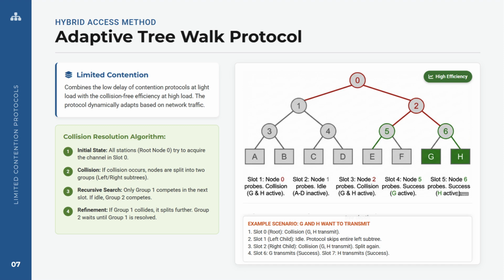Each group is then allowed to attempt transmission in separate time slots. If another collision occurs, the groups are divided further until only one station remains in a group. This approach efficiently resolves collisions while minimizing delay. At low traffic levels, it behaves like a fast contention protocol. At high traffic levels, it becomes more structured and collision-free. Because of this adaptability, the adaptive tree walk protocol provides efficient channel utilization across different network conditions.